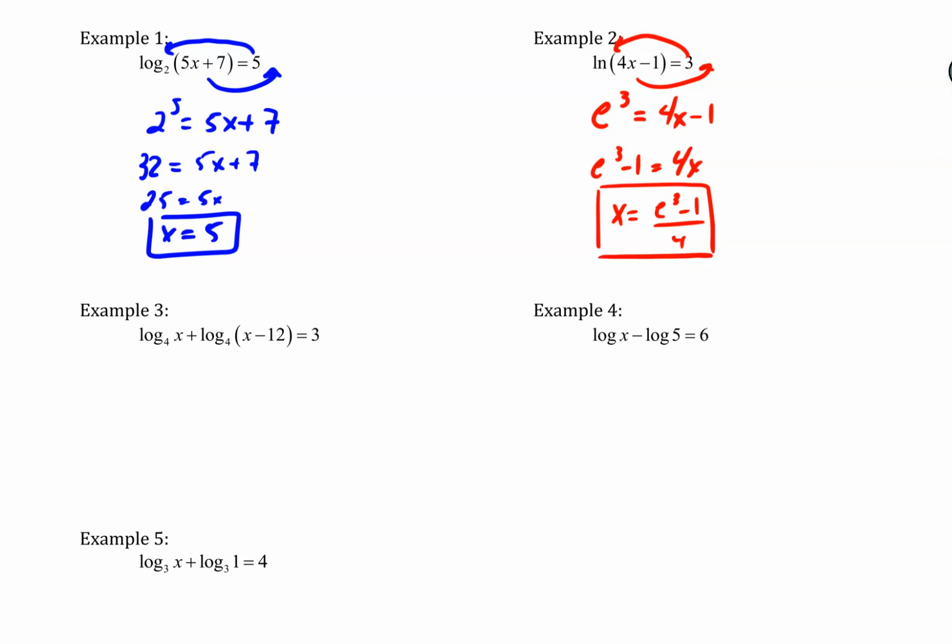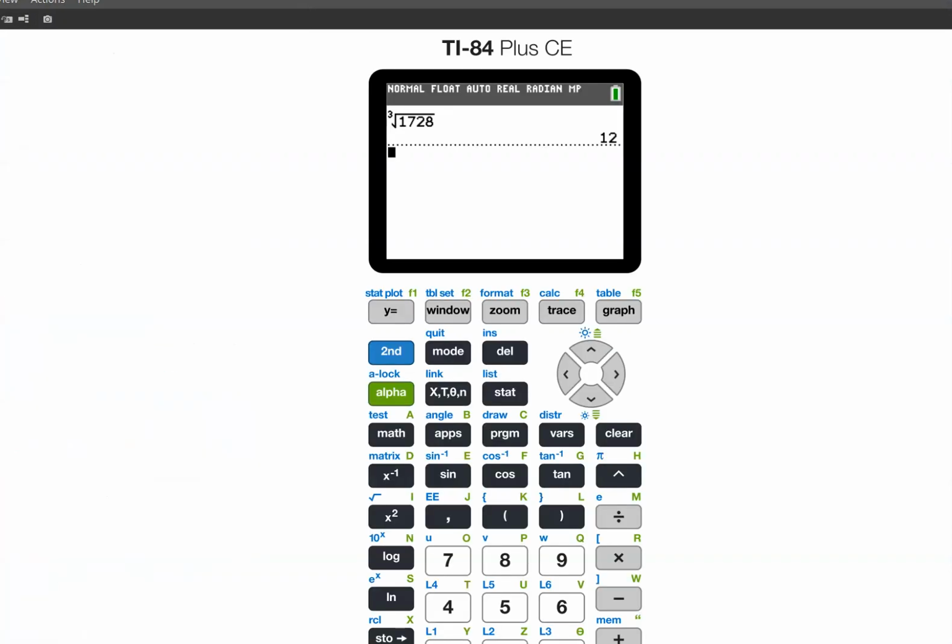If you did plug this into the calculator, let's see, we would get e raised to the third power minus 1, and that answer divided by 4, so that got us approximately 4.77, for example.